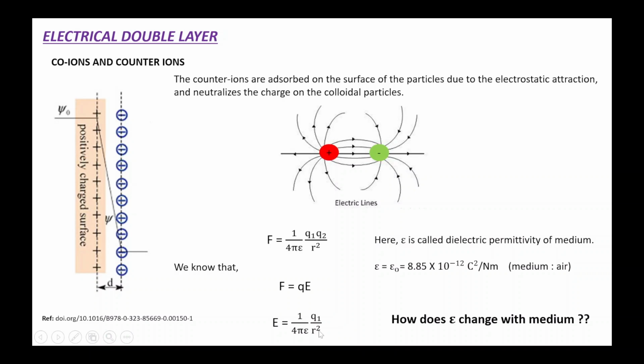So this is the expression for the electric field, and that is the expression for the electrostatic force. But now we have one question. If epsilon is the dielectric permittivity of the medium, the value of epsilon in air is 8.85 into 10 power minus 12.